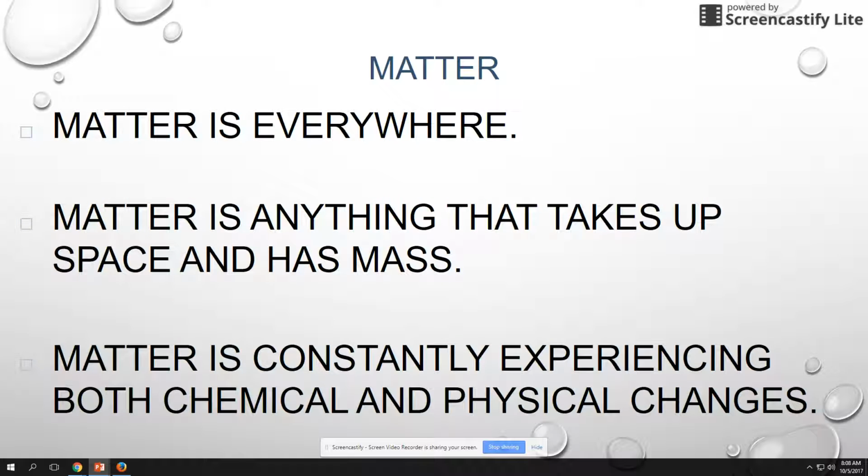So matter is everywhere. Matter is all around you. It is the desk you're sitting on. It is the air you breathe. You might see it, you might not. Matter is anything that takes up space and has mass. Matter is constantly experiencing both chemical and physical changes.